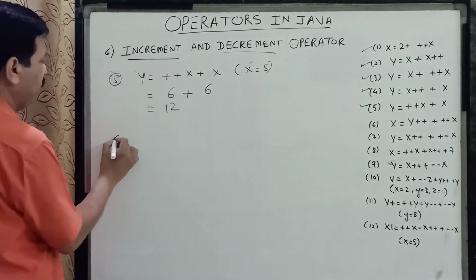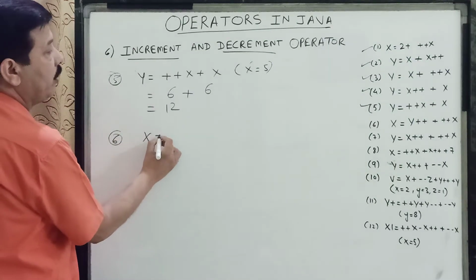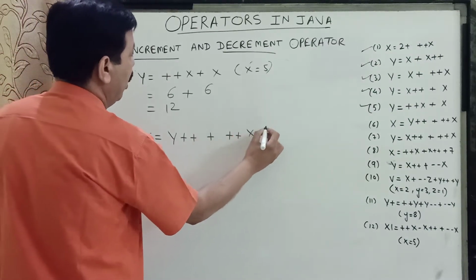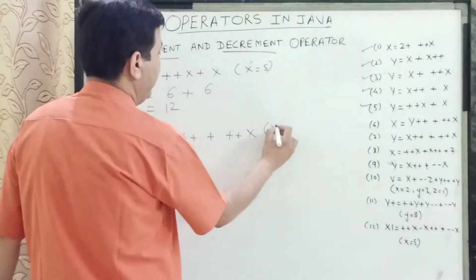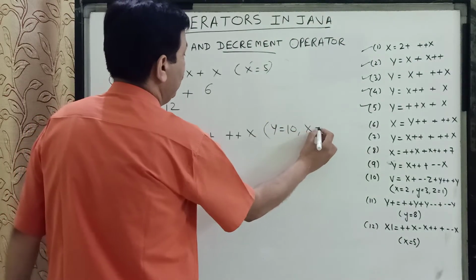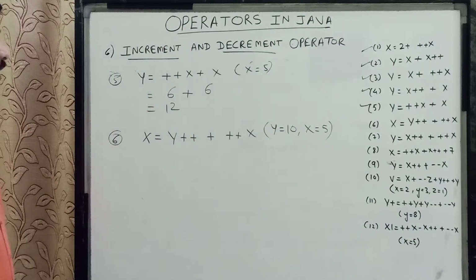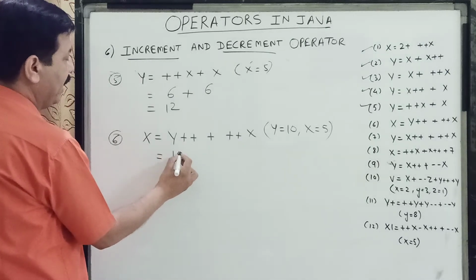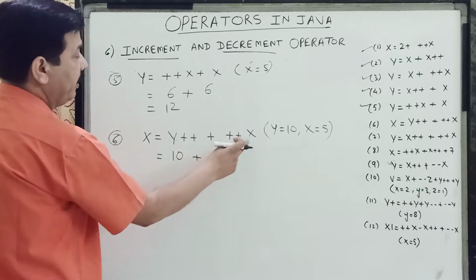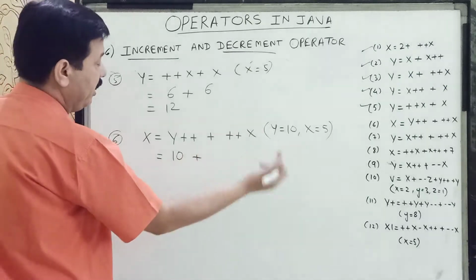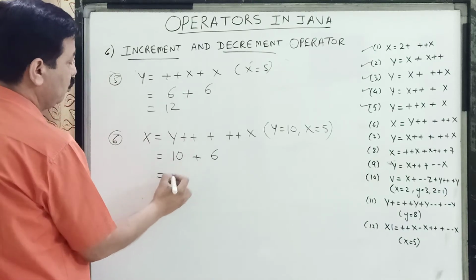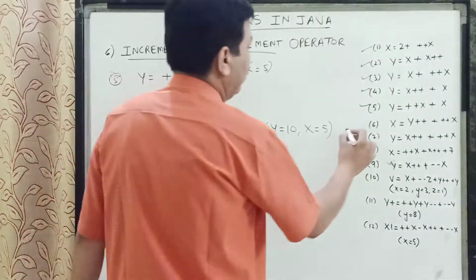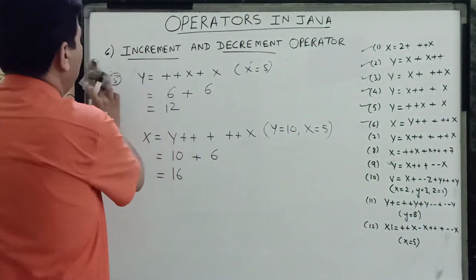Now we are doing the sixth one. The sixth is x is equal to y++ plus ++x. Now we have two values, x and y. Say I take the value of y as 10 and the value of x as 5. So children, here since it is post, the value of y will be taken as 10, and since it is pre, the value of x will be increased by 1, that is 6, and then these two values will be added and it will become 16. So children, these are the things which we have to follow. Now I am going to do all the other ones also.